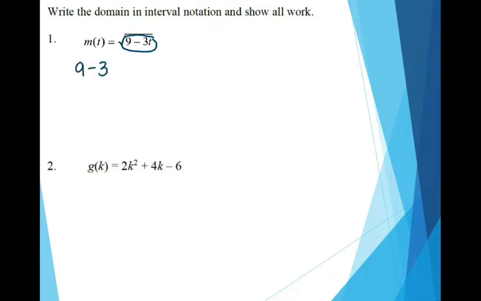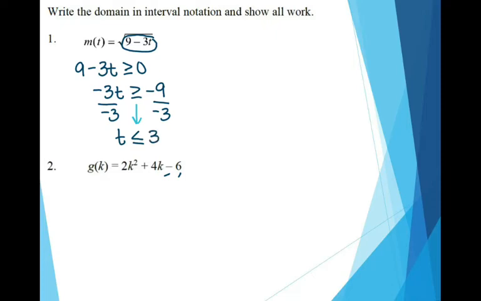I have 9 minus 3t, and that has to be greater than or equal to 0 because that will give me positive numbers or a 0, which I can take the square root of. So now I just need to solve this inequality. I'm going to subtract 9 from both sides. That gives me negative 3t is greater than or equal to negative 9. Divide both sides by negative 3. One thing you have to remember with inequalities is anytime you are dividing by a negative, we need to flip the sign. So instead of greater than or equal to, it now flips to less than or equal to, and negative 9 divided by negative 3 is a positive 3.